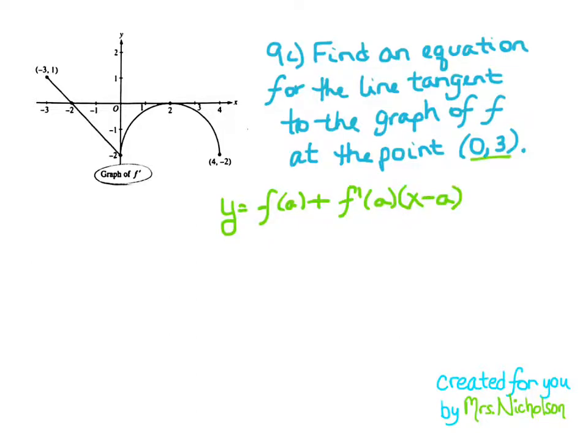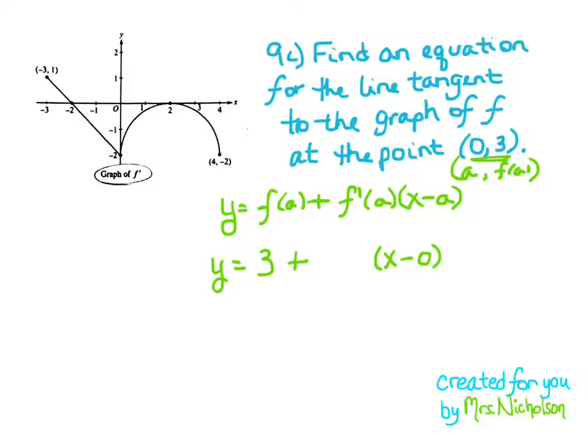And they gave us this point here in the question. That's going to be our a, f of a. Anytime you're given a point for the equation of the tangent line, that's your a, f of a. So that means that I know y is equal to f of a, which is 3, and my a over here is 0, so I'm going to have x minus 0. So all I have to find on this one is f prime of a, or f prime of 0.